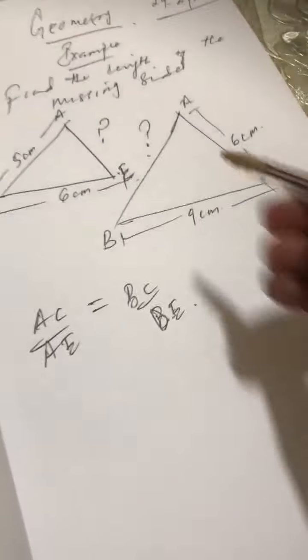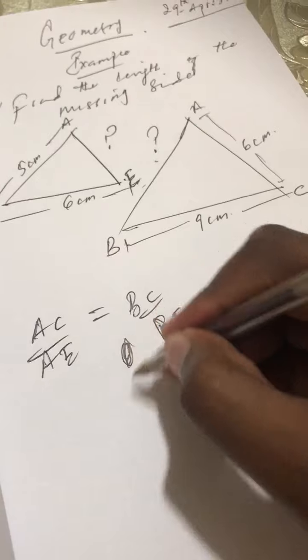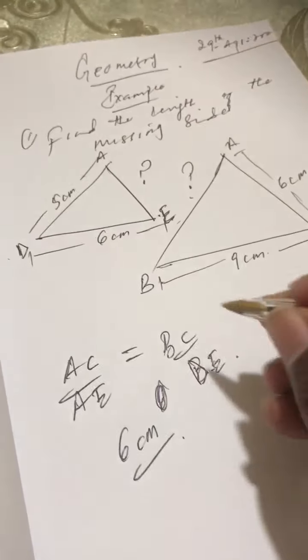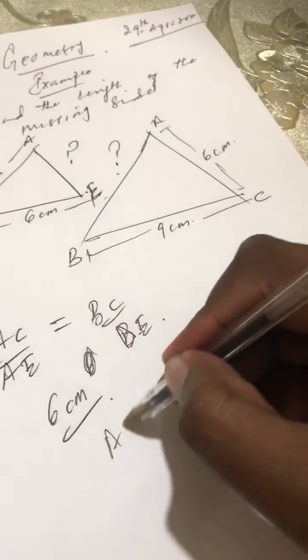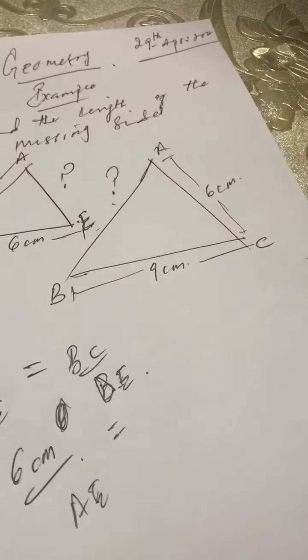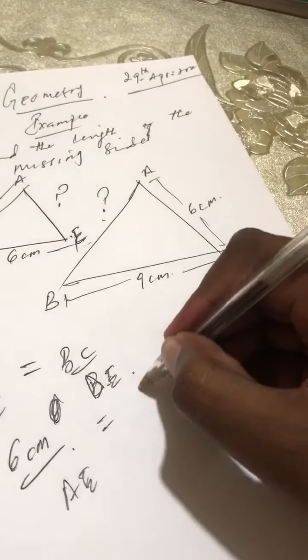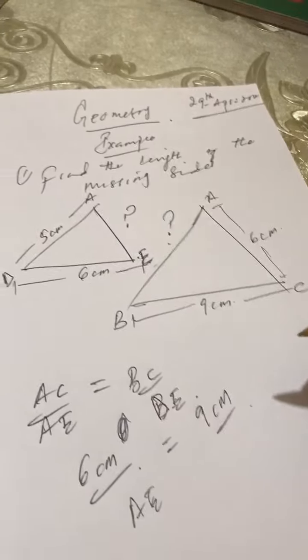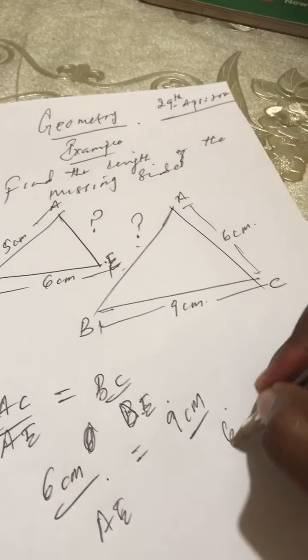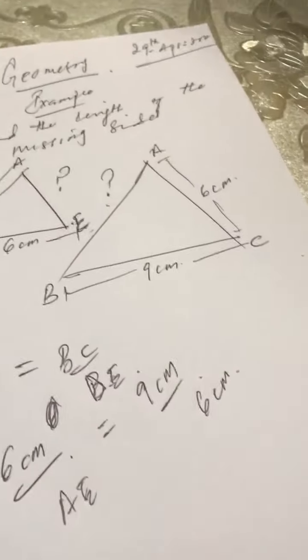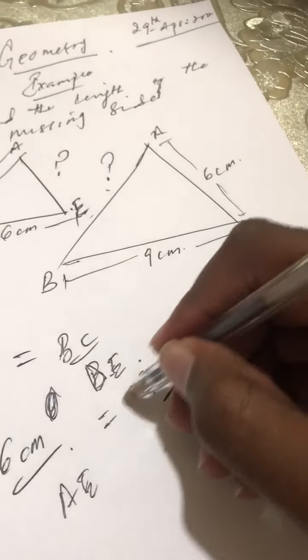We're just substituting all the numbers we have. The same point A to C we have 6 centimeter. We're writing 6 centimeter over point A to E, which is the one we need to find. It's equal to point B to C, 9 centimeter, over point D to E, also 6 centimeter. After that, you're just doing cross multiplication to find the missing number.